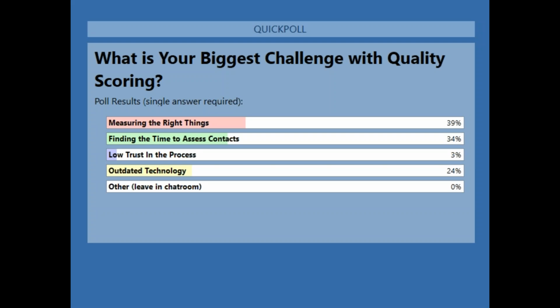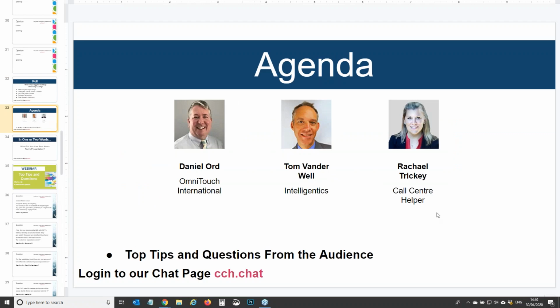Yeah, and actually, for me, finding the time to assess the contacts is right up there as well. Measuring the right things is the question that most, especially those who are actually designing the program, are struggling with. Are we measuring the right things, and are we listening for the right things? When it comes to actually carrying out the QA process, I think finding time to do it is still a big one. And Rachel, I'd agree.